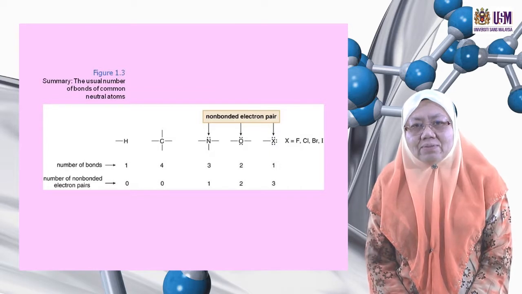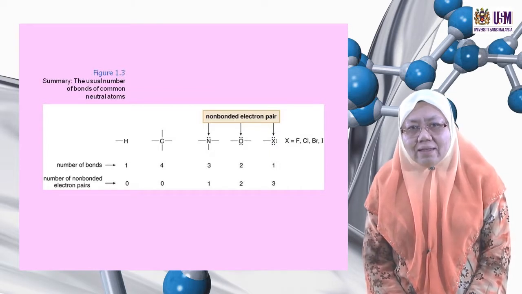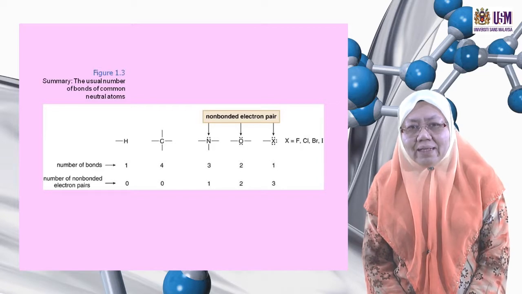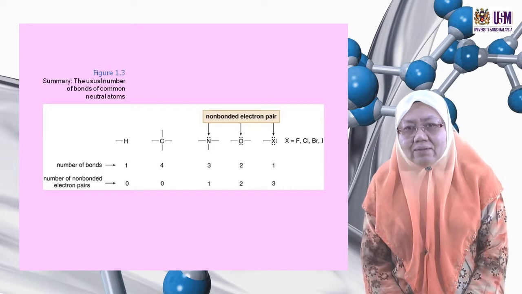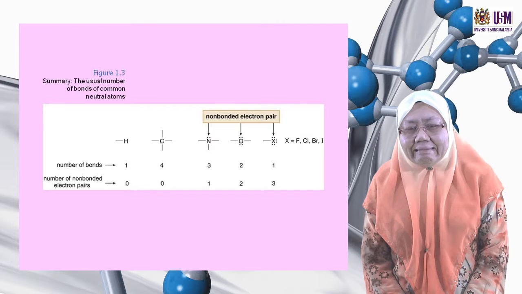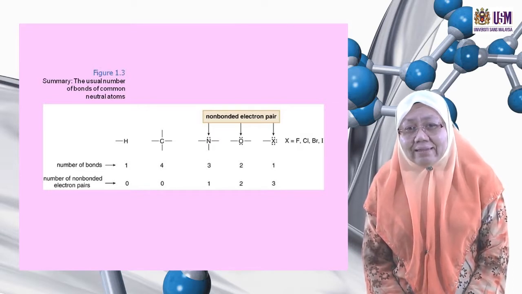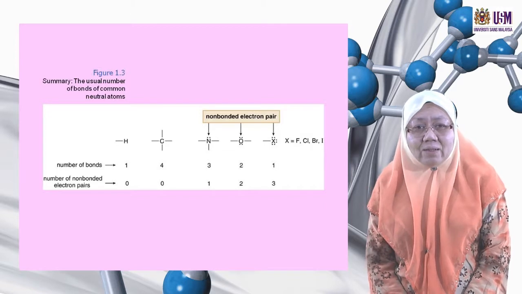In carbons will form 4 bonds, whereas nitrogen usually forms 3 bonds with 1 pair of lone pairs. And oxygen will form 2 bonds, and it will have 2 pairs of lone pairs. In the halides like fluorine, chlorine, and iodine, they will only form 1 bond, and they will have 3 lone pairs.